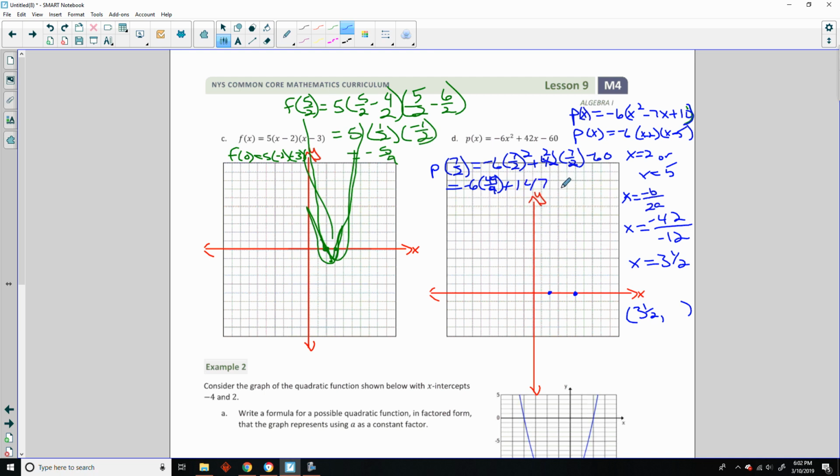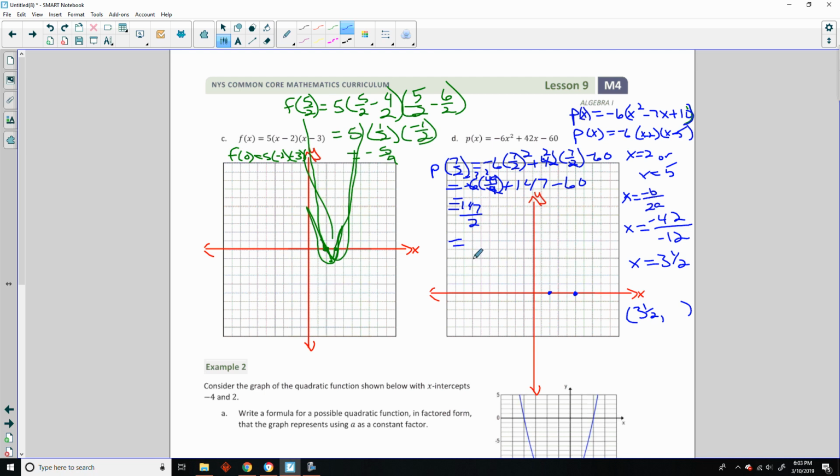147 minus 60. This 4 will make that negative 6, negative 3. So negative 3 times 49, 9 times 3 is 27, 4 times 3 is 12, 147, negative 147 over 2, which is 73.5. So let's speed this up a little bit.